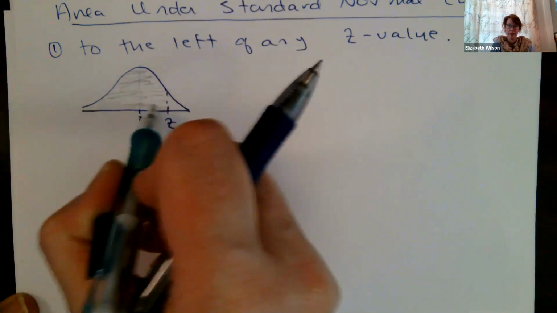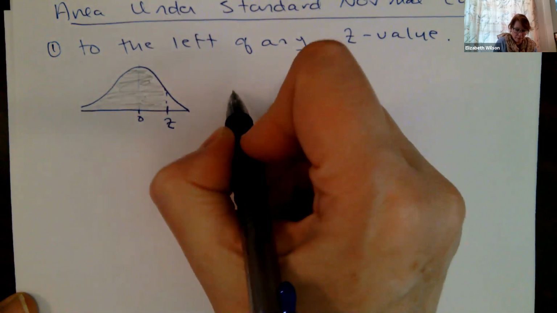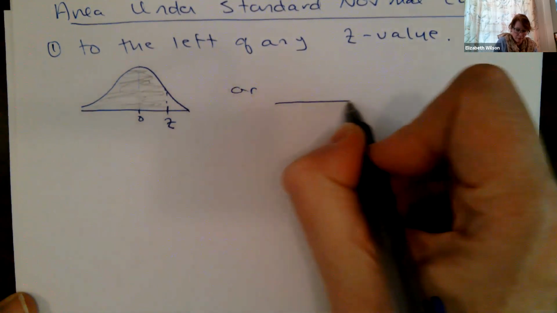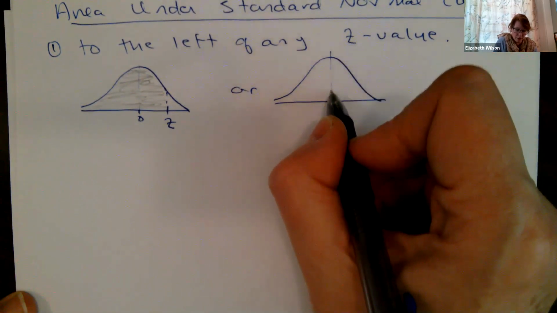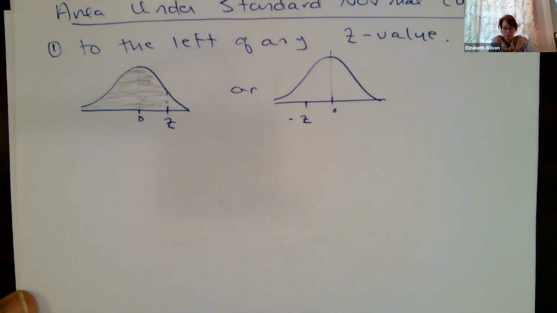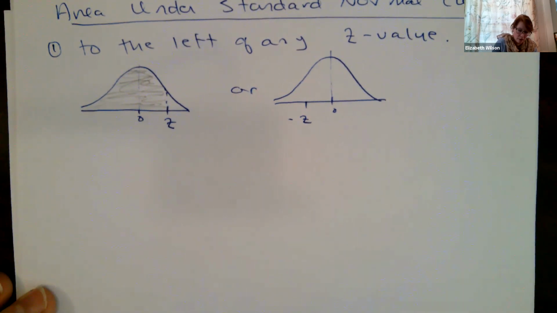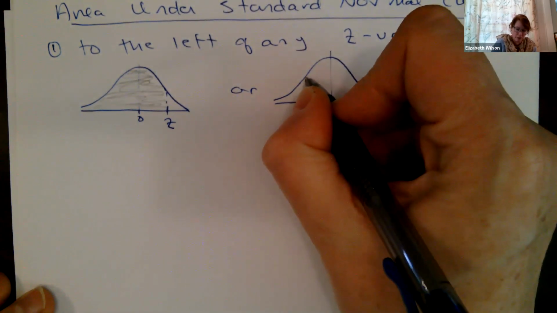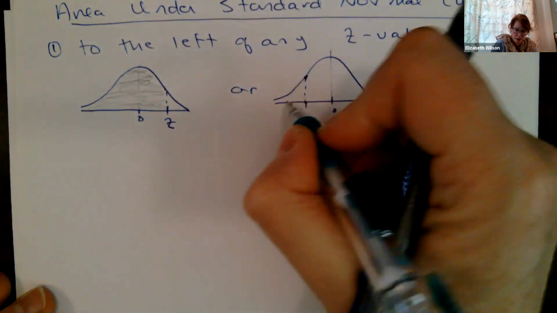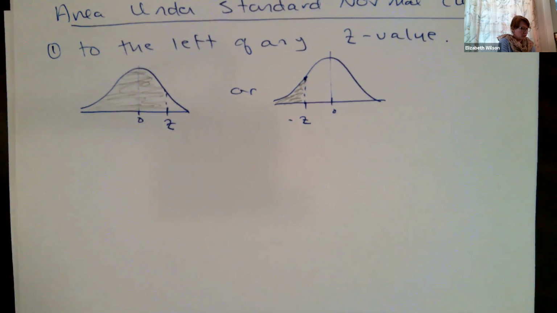Is that area right there? It's to the left of our z-value. Or I can think about it, if this is our 0, this is going to be a minus z-value. I'm writing it as a minus z-value. You see in our table, we've got positive and negative z-values. So the area, the probability that we read off of the table, is always to the left of our z-value.